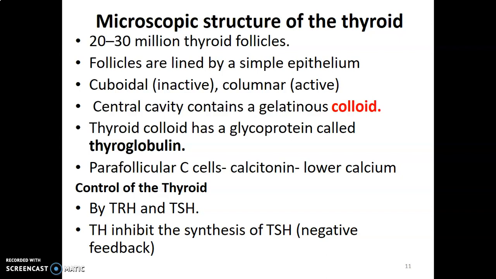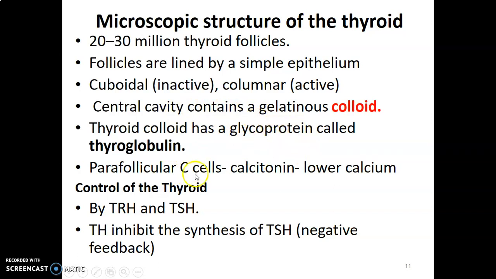This cavity contains colloid. Colloid is a gelatinous substance, and the thyroid colloid contains glycoprotein, which we call thyroglobulin. Thyroglobulin is a gelatinous glycoprotein contained in the central cavity of the thyroid follicle.